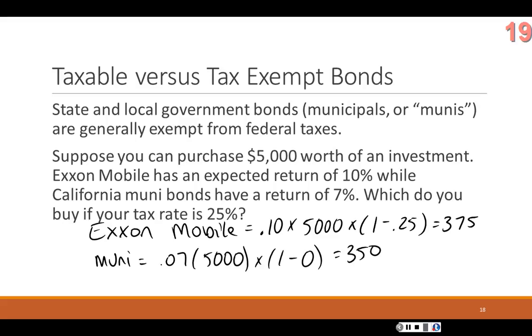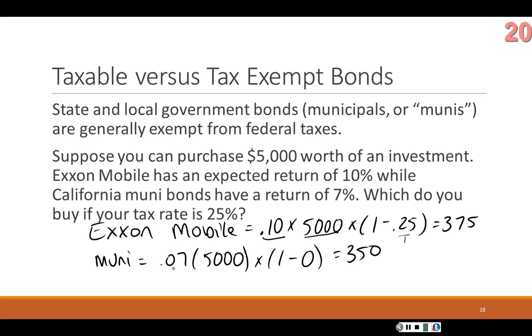here's an example. Suppose you can purchase $5,000 worth of an investment. ExxonMobil has an expected return of 10%, while a muni has a return of 7%. Which do you buy if your tax rate is 25%? So here, we simply take our expected return, multiply it by our dollar investment, and multiply that by 1 minus the tax rate. And that gives you $375.